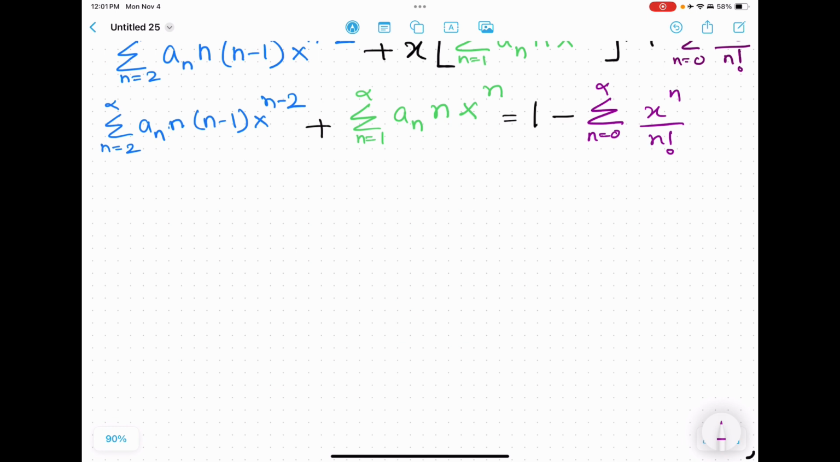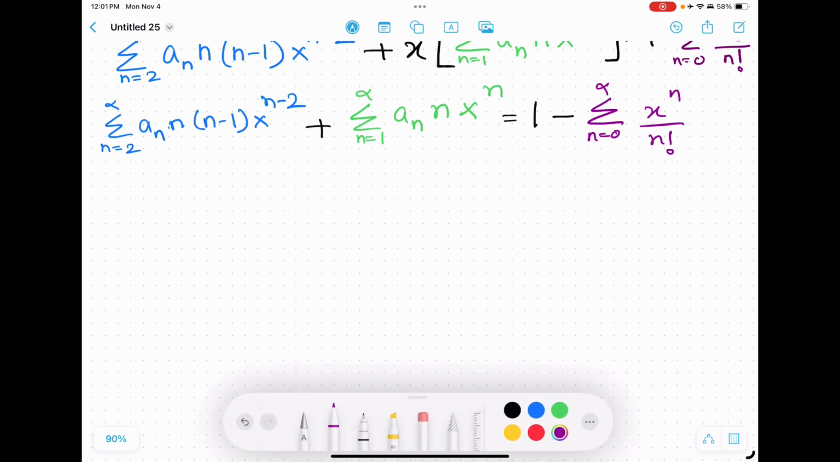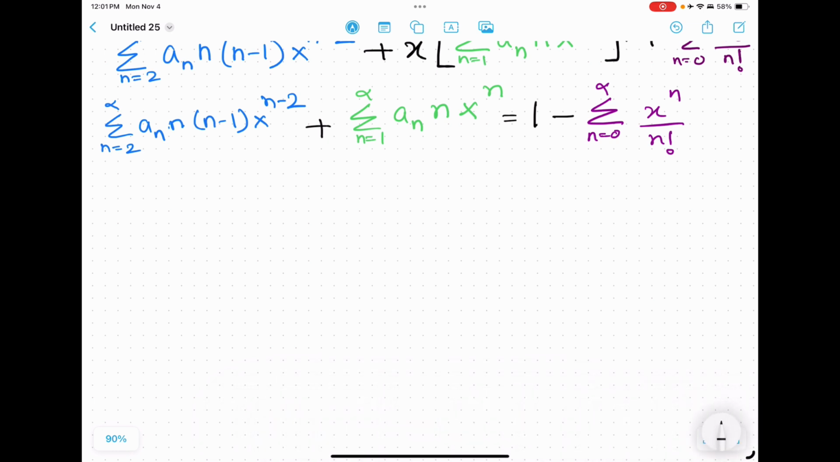Now, our second step was to match the exponents to x to the power n. So these powers need to be just n. And I can see that my second power series already has an n. That means the second one doesn't really need any sort of transformation. So all I need to do is transform my first power series, okay? So let's go ahead and do that.